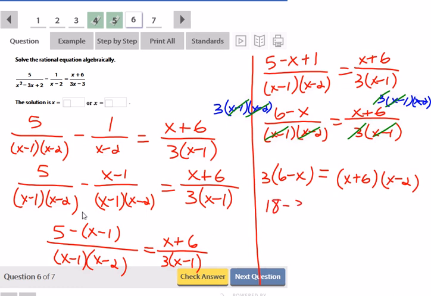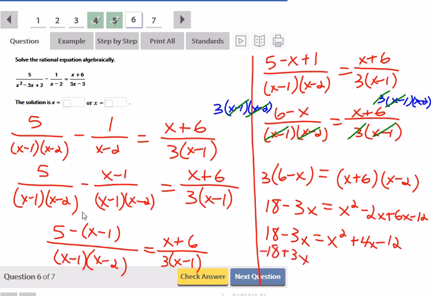So I get 18 minus 3x is equal to x squared plus, minus 2x plus 6x minus 12. This is a quadratic equation. Eventually, I would want all terms to be on one side, but let's combine the like ones first. x squared plus 4x minus 12. Since the x squared is positive, I'll leave it on the right side. So plus 3x and minus 18 on both sides. So I get 0 is equal to x squared plus 7x minus 30.